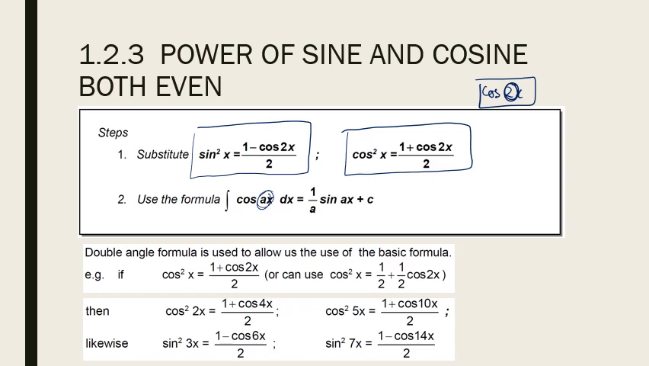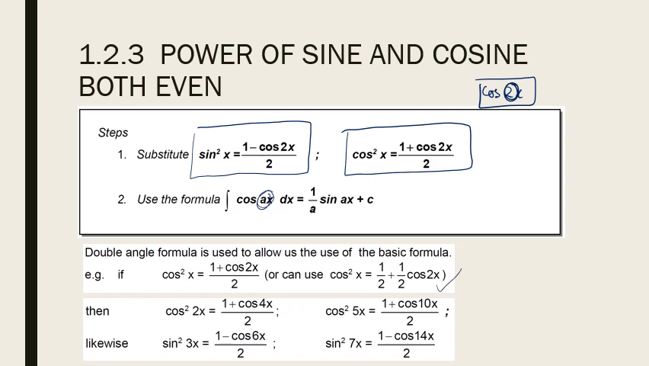Alright, so the double angle formula is used to allow us to use the basic formula. This is the double angle formula of trigonometric functions. When we have cos square x equal to 1 plus cos 2x over 2, or we can use cos square x equal to 1 over 2 plus 1 over 2 cos 2x, that is also fine.